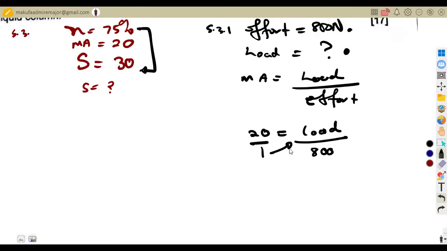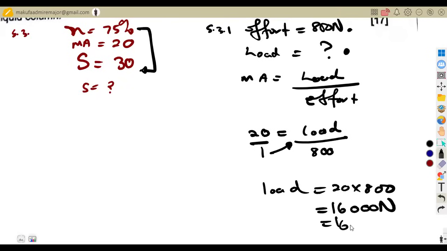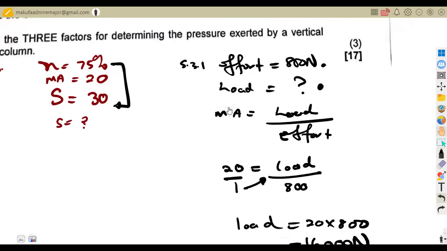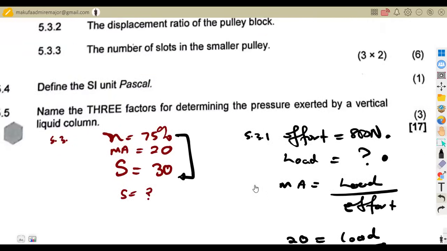So you're going to cross multiply 1 times the load. That is, the load is equal to 20 times 800. If you multiply this, what are we going to obtain? 20 times 800 is 16,000, which is 16,000 Newton, or 16 kilonewton. So I'm just going to write it as 16 kilonewton. That is the load in this case. Okay, that is how we could have calculated our load.